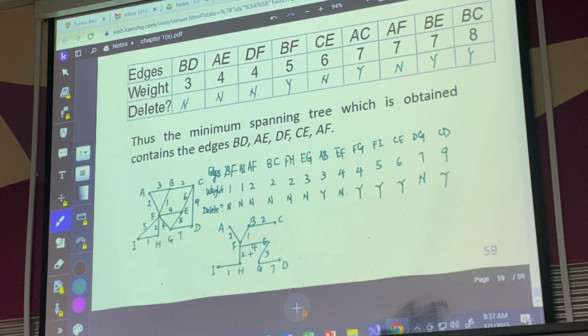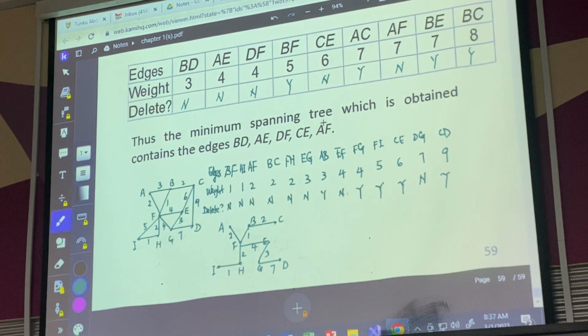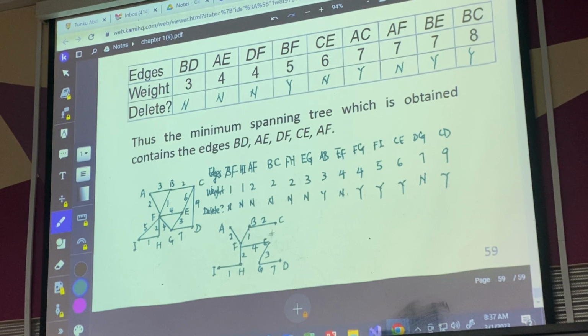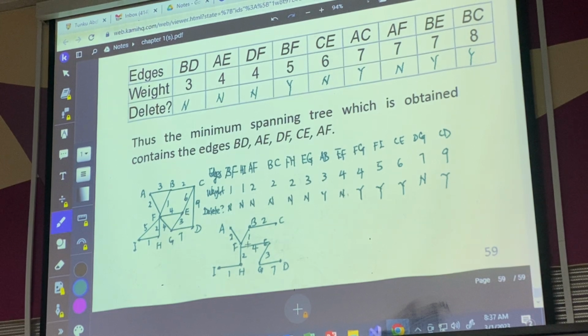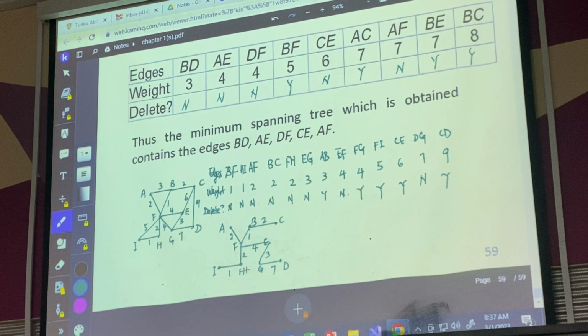Maybe you can get different spanning tree with the same minimum total weight. Okay? Not necessarily your spanning tree is the same like mine. If let's say you choose the FG just now, then you don't have the EF. So your line will be here. FG. Okay?